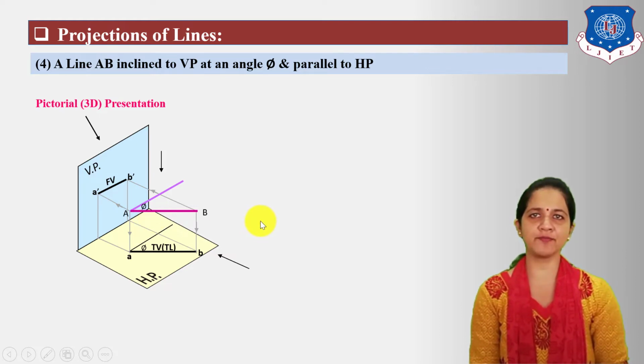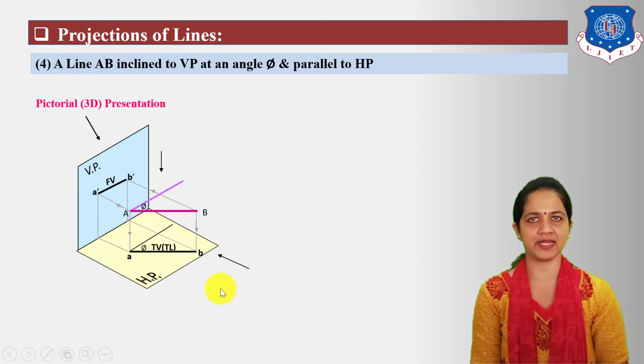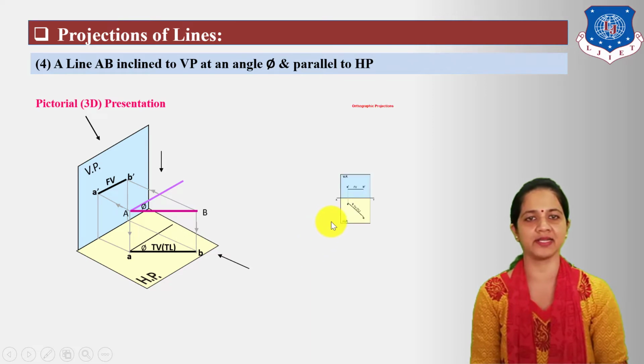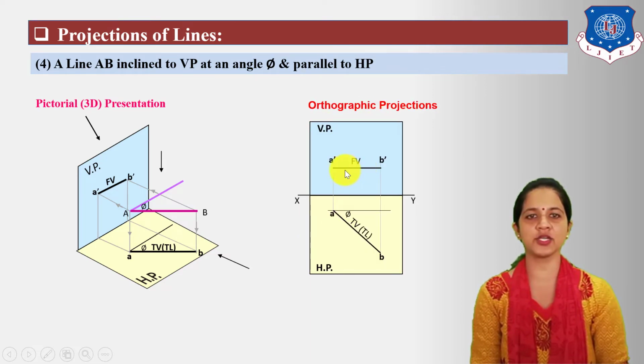Now for orthographic projection drawing with reference to XY, we need to rotate the horizontal plane in clockwise direction up to a 90-degree angle. So you can see here the position of horizontal plane, vertical plane and front view, top view with reference to XY. Here the top view is an inclined line which indicates true length. So the top view is located below the XY line and the front view is located above the XY line, and the length of front view is less than the length of given line AB.